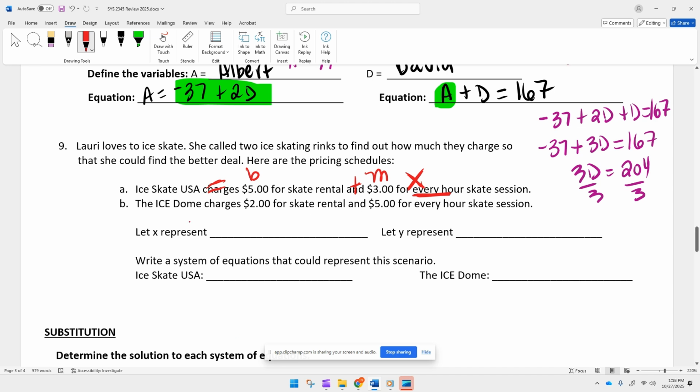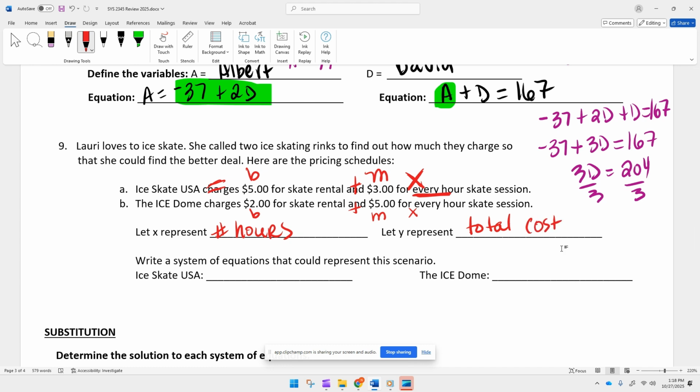Notice the second sentence is lined up just like our first sentence. So I know that 2 is our B and the 5 is our slope and the every hour is our X. So that means X represents the number of hours. The Y represents the total cost.